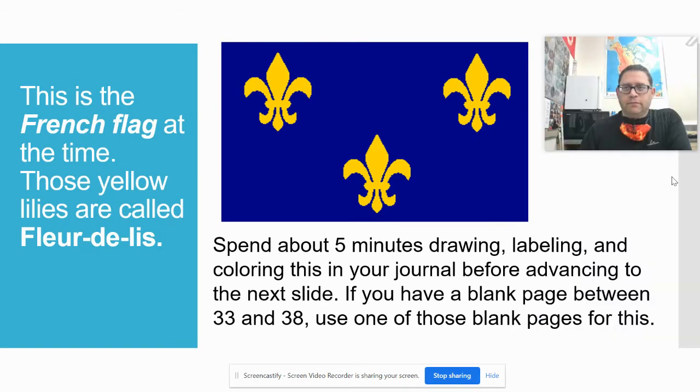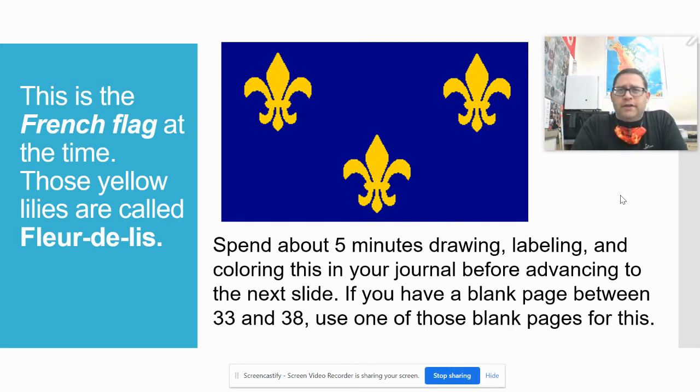All right, so this is the French flag at the time. You know that you already have the Spanish flag, so now let's do the French flag. Those yellow lilies are called the fleur de lis. So you guys can go ahead and say that fleur de lis. Look at that. It's the silent S rule. So fleur de lis.